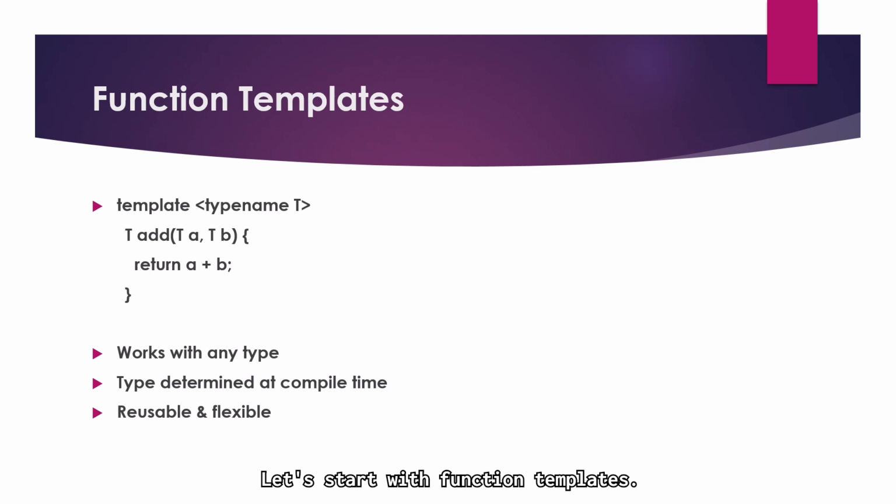Let's start with function templates. Here's a simple template function called add. It accepts two parameters of type T, a placeholder for any data type. When we call this function, the compiler automatically deduces the type based on your input. If you pass integers, it becomes an int function. If you pass floats, it becomes a float function. The result: one function definition, unlimited use cases. This improves consistency, reduces bugs, and is especially useful in competitive programming or system design, where efficiency and clarity are key.